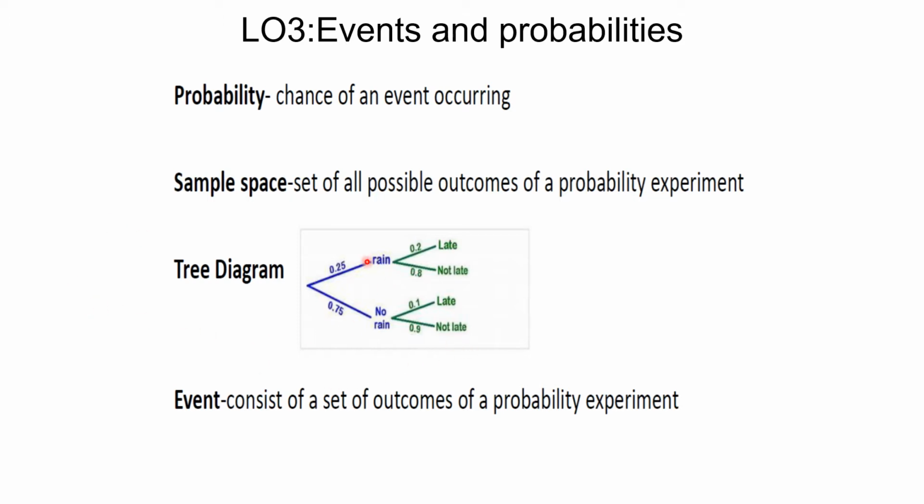Okay, this is a sample of a tree diagram. Definitely many of you have drawn it in high school. If you have not, you can ask me about tree diagrams in your next week's tutorial session. An event consists of a set of outcomes of a probability experiment. That means what happened, the outcome, is considered the event in mathematical terms for probability.